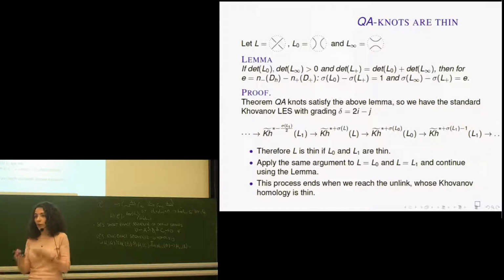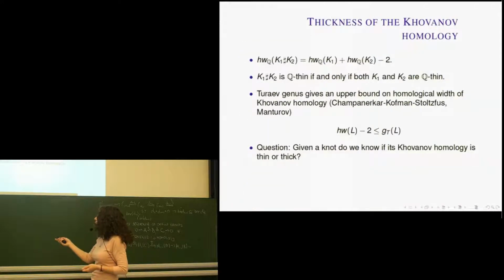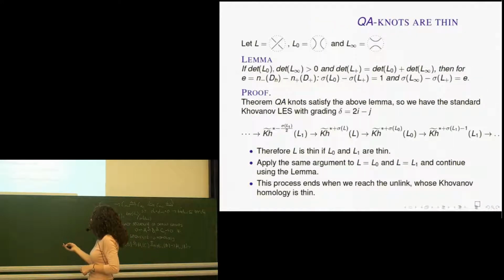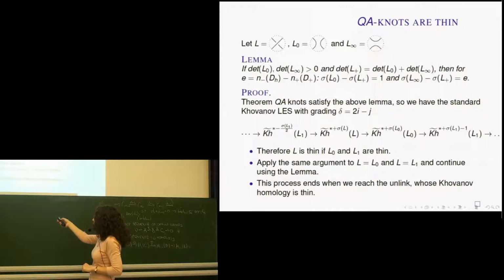And you just build your way up, because we know that if the two constituent knots are thin, then, sorry, that's connect sum, forget about that. Then we can just use the inductive argument and build our way up to say that L was thin too.